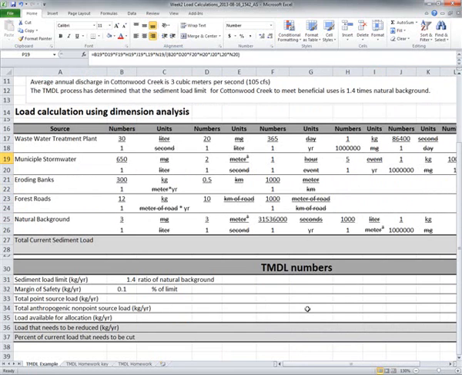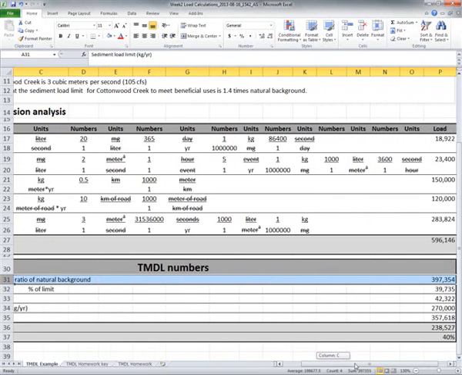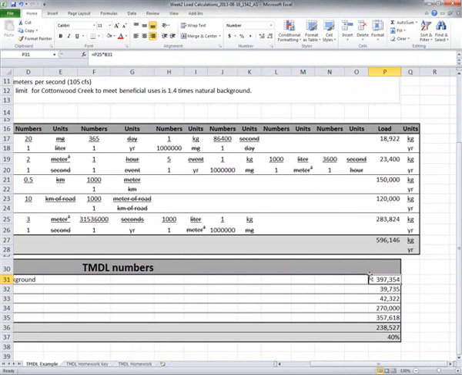And then scrolling down here, I've got my sediment load limit, which I've set up here in my narrative. Just for simplicity, I've said that the TMDL process has determined that the sediment load that Cottonwood Creek can carry before its beneficial uses start to get impaired is 1.4 times the natural background. And so to calculate that, I've got 1.4 there. So this is my sediment load calculation here. The math is over here, and it's referencing that 1.4 number and multiplying it by the natural background.